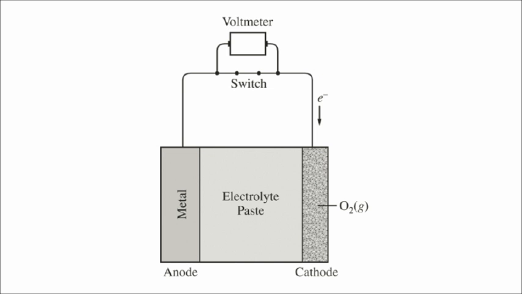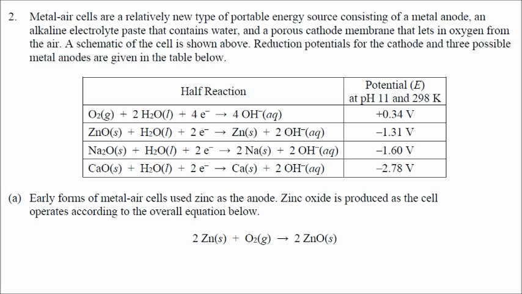All right, our next question involves this setup. It is a metal air cell. It's a type of portable energy, and we have an alkaline electrolyte paste, and we have a porous cathode membrane that lets in oxygen from the air. We have 4 half reactions. We know that the overall reaction involves zinc plus oxygen to make zinc oxide.